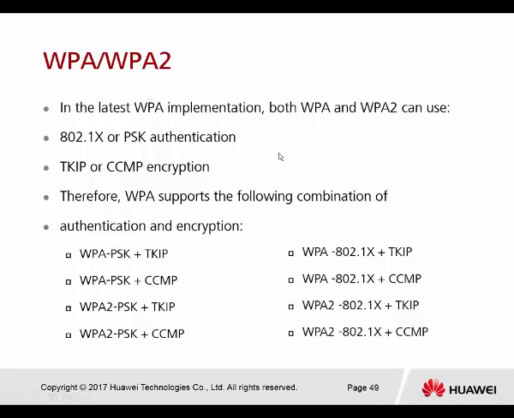In the latest WPA implementation, both WPA and WPA2 can use these two, 802.1x or the pre-shared key, and TKIP, CCMP. Therefore, WPA supports the following combinations of authentication and encryption. The first one on the top here is WPA. WPA can combine with the pre-shared key with TKIP encryption. This one is the authentication, and this one is encryption. Okay, authentication, encryption.